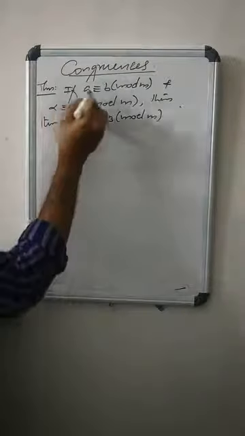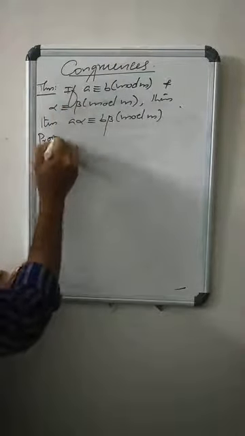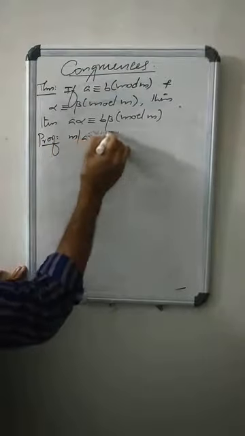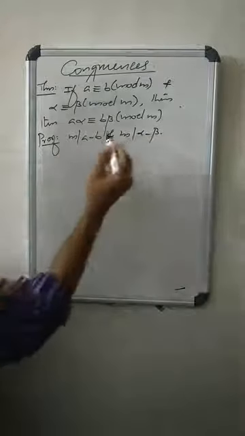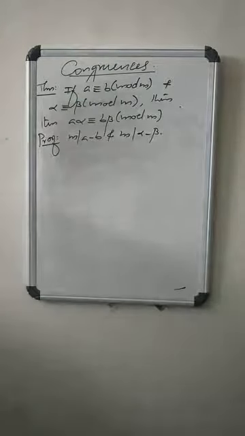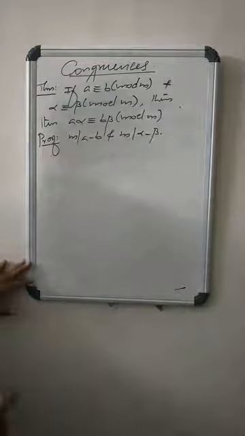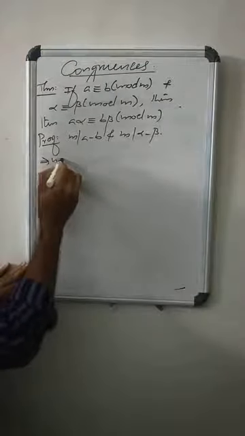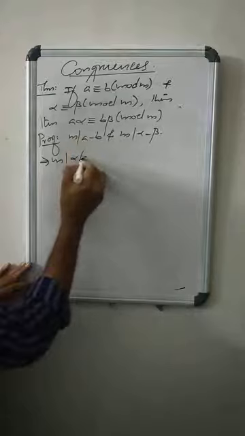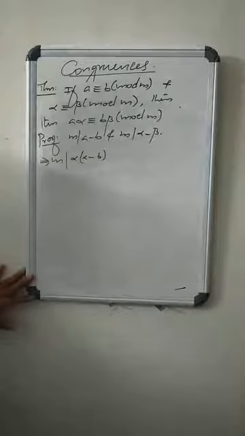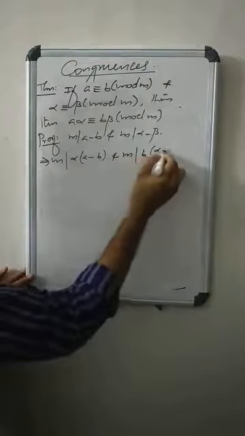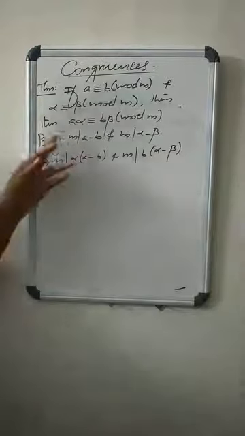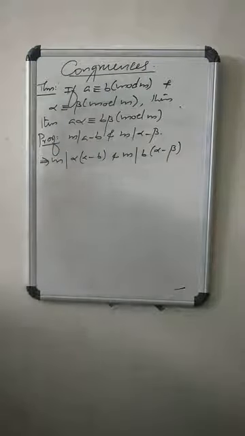By the given, M divides a minus b and M divides alpha minus beta. So a alpha is congruent to b beta mod M. How is this? M divides a minus b means M divides alpha into (a minus b), and M divides b into (alpha minus beta). Clear?